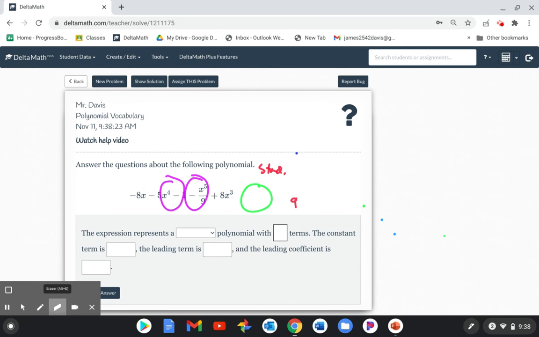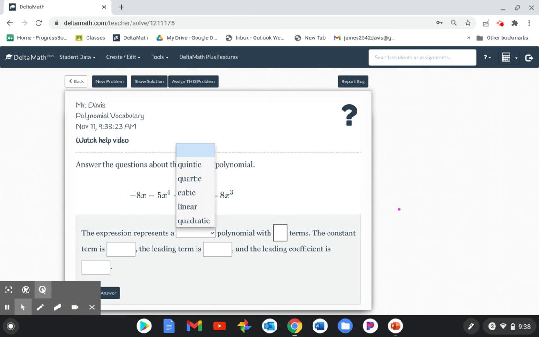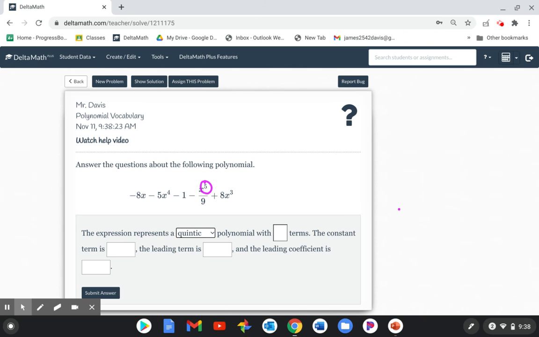All right, this one's a little more challenging. This expression is a blank polynomial. So first thing we want to do is find the biggest power, the degree. That's going to be fifth degree, right? Fifth is a quintic. How many terms? So we count each of these: 1, 2, 3, 4, 5. 5 terms. The constant is right here, -1. Don't forget the negative sign.